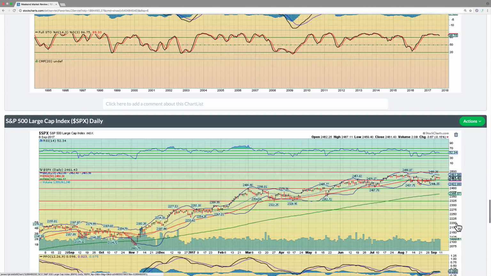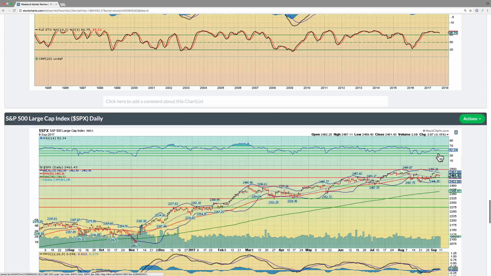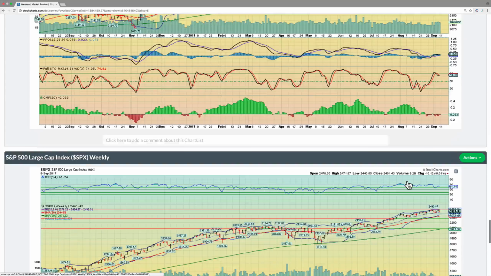Daily S&P looks weak. Looks like it's setting up to roll below 50 on the weekly RSI, which means a likely test of that 24, 25 area comes into the cards, and ultimately a move towards 2400 becomes increasingly likely.